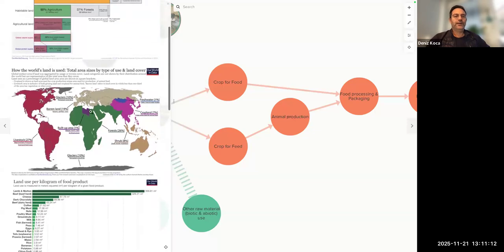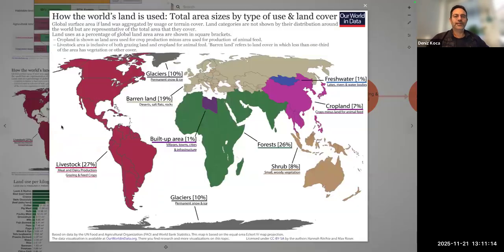And to give you an understanding of how much land we use for livestock production, you can imagine the entire Americas continent. You need that much land to produce the feed for the animals.